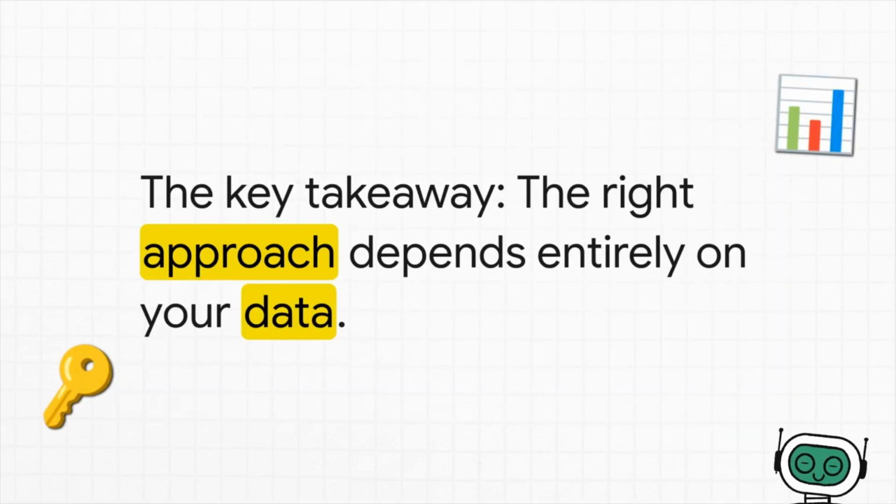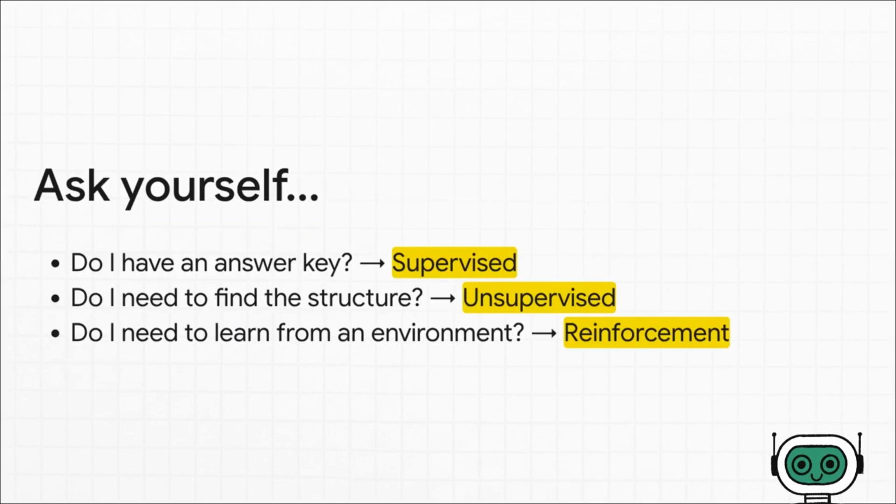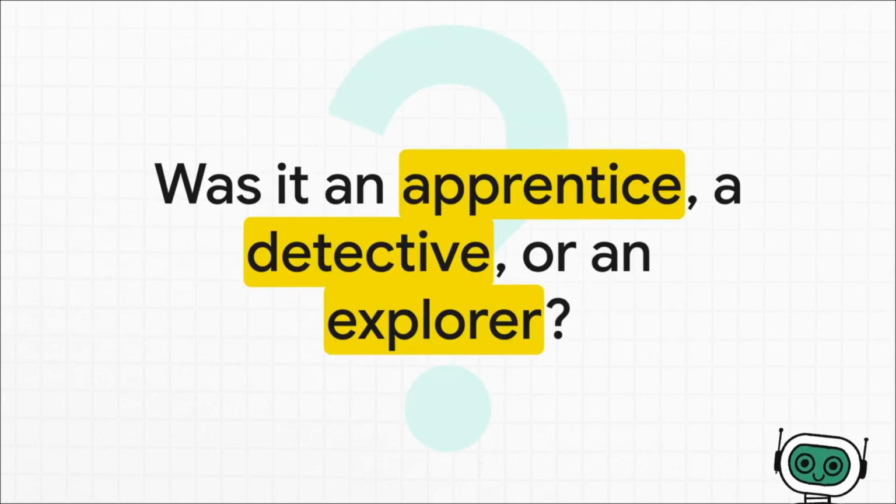Ultimately, the most important takeaway is that your data dictates your approach. The kind of data you have or don't have is the single biggest factor in choosing which of these methods to use. It all boils down to a few simple questions. Do you have an answer key? That's supervised. Do you need to find the underlying structure in your data? That's unsupervised. Do you need an agent to learn through interaction? That's reinforcement learning. So the next time an AI recommends a movie or navigates you through traffic, just ask yourself, which teacher was at work? Was it the apprentice with the answer key, the detective finding patterns, or the explorer learning by doing?